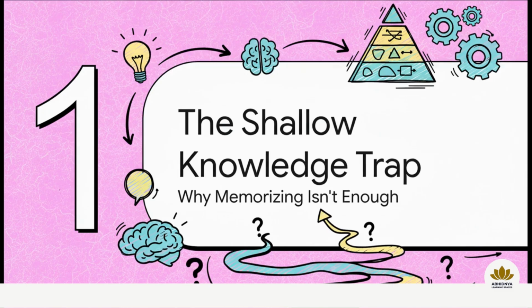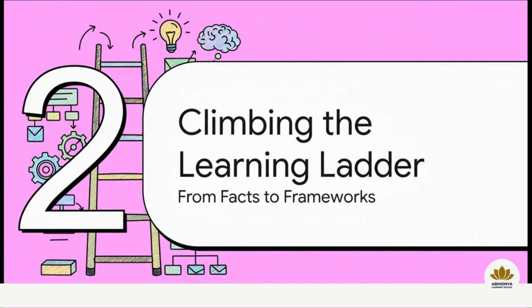But here's the good news. Once you understand what it is, you can start building a much deeper, more solid foundation for teaching aptitude. So how do we get out of this trap? Well, we need a better game plan than just collecting random facts. Think of it like you're climbing a learning ladder. It's a structured way to move from that shallow memorization up to deep, useful knowledge you can actually apply.